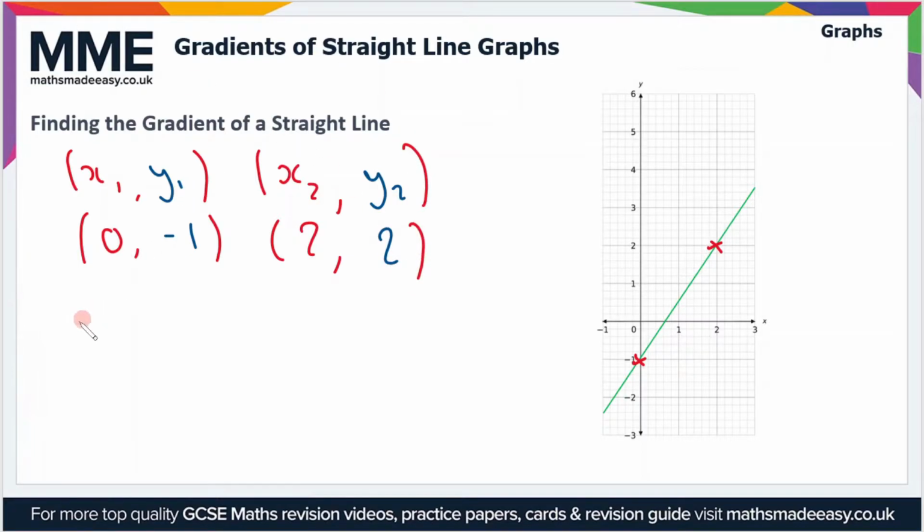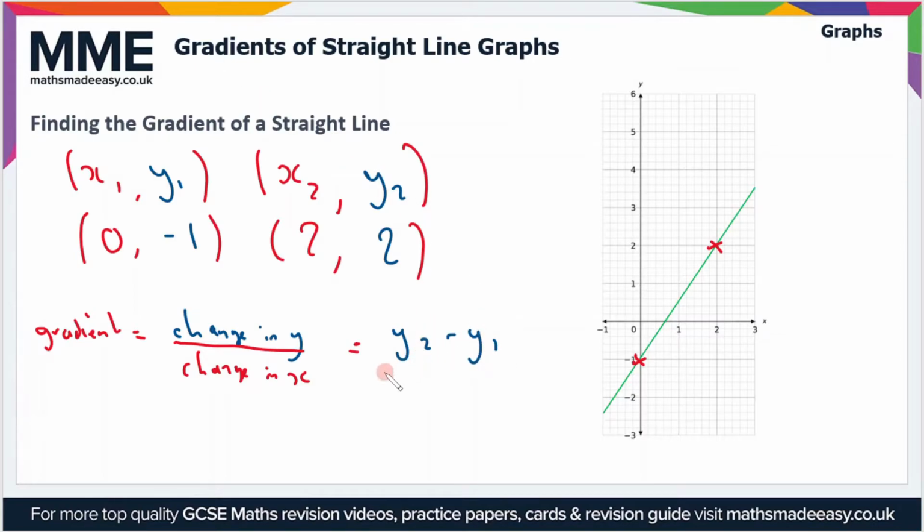Now all we have to do is plug these into a formula. The formula we need is the gradient is equal to the change in y values divided by the change in x values. In terms of our coordinates, we can write this as y2 minus y1 divided by x2 minus x1.